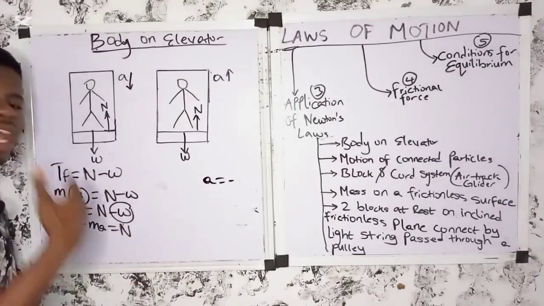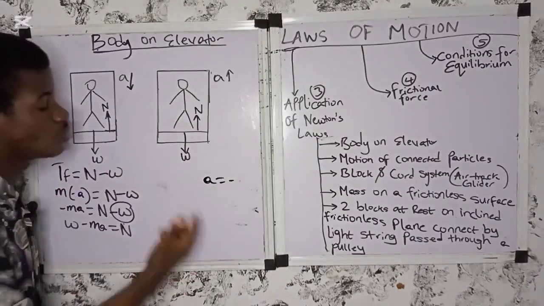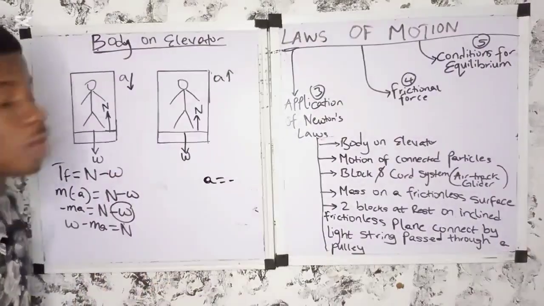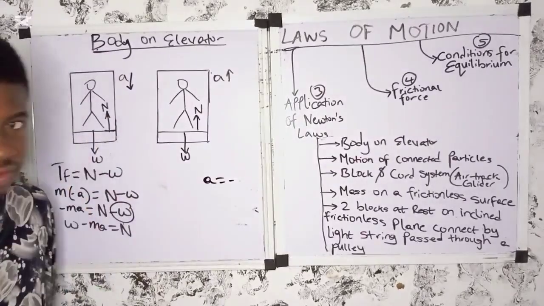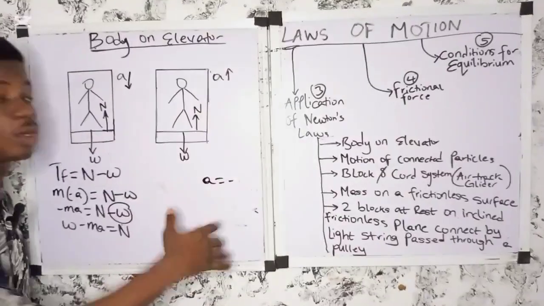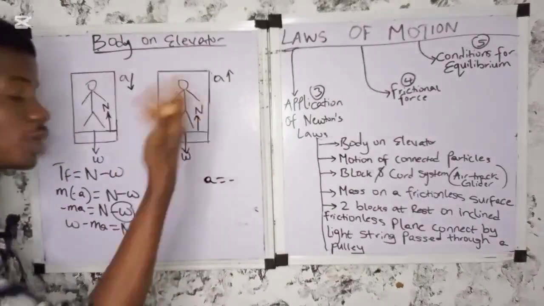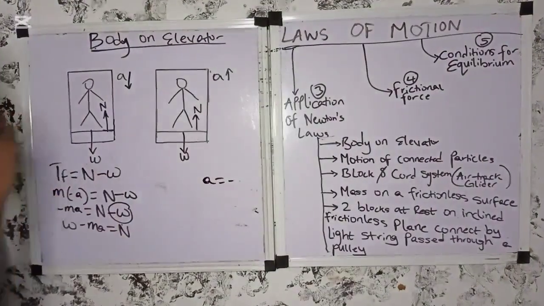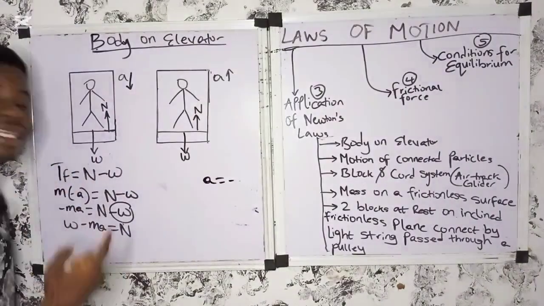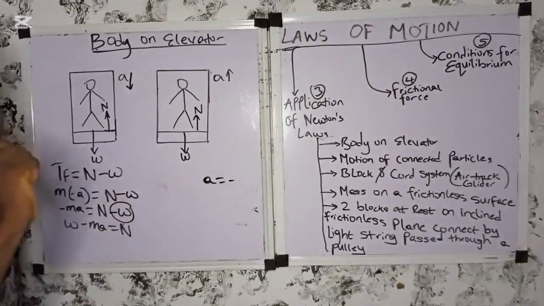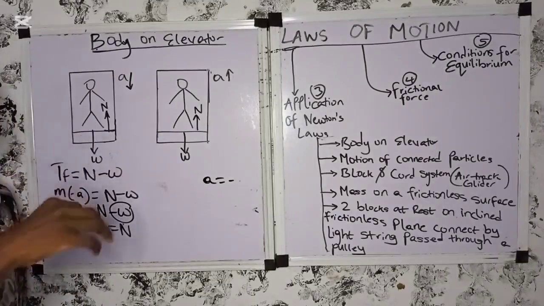Now, if they ask you what is the reading of the scale when the elevator is moving downward? When it's moving downward, the acceleration is negative because going downward is negative, going upward is positive, right? So when the elevator is going downward, the scale reads a weight lesser than the true weight of the body.